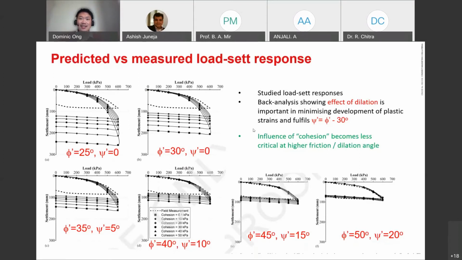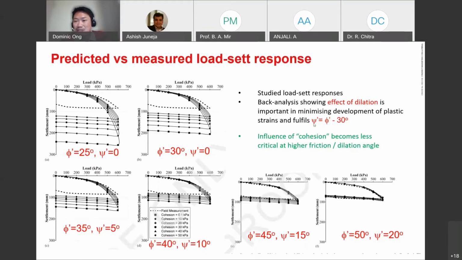Okay, so the figures here show the load settlement response. The one in dotted line is the load settlement response of what is measured in the field. And then all the other solid lines with different symbols are the ones from the parametric study. So we started with 25 degrees, and the back analysis recommends that we consider dilation.